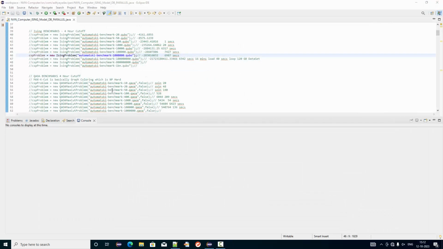Now, the last thing I want to show you is that QAOA problem is also an optimization problem formulation, which can be used to solve different problem types like max cut, etc. Now, max cut, max K cut is basically a graph coloring problem, which is NP hard. All of this is NP hard, by the way.